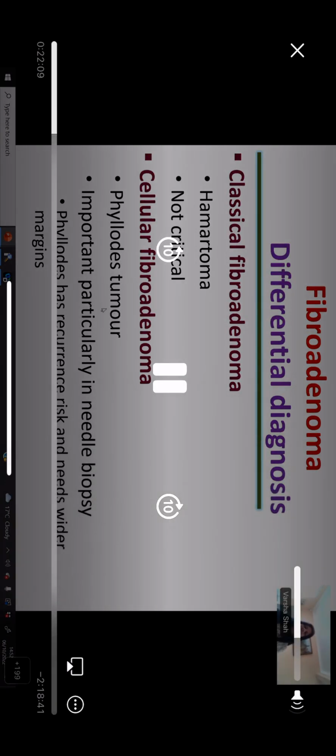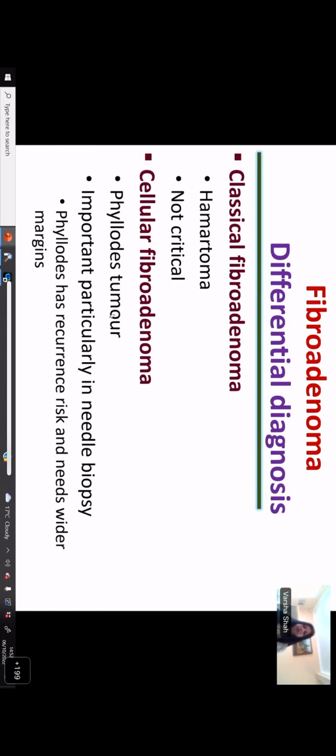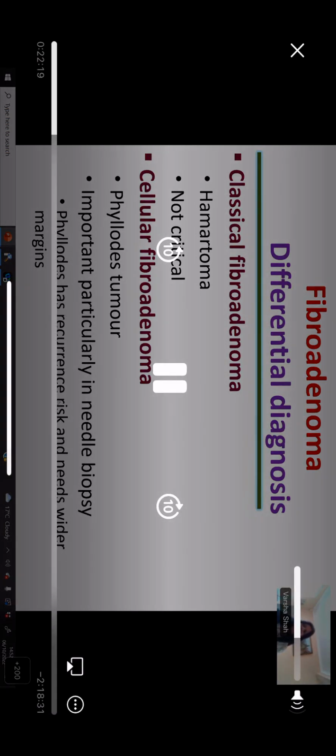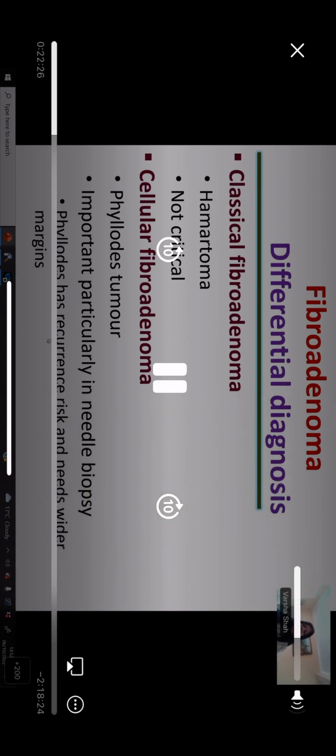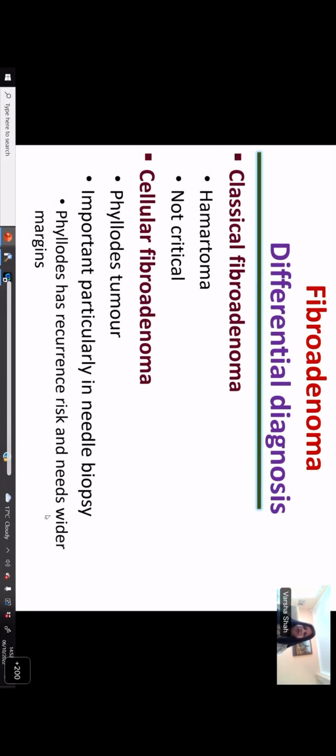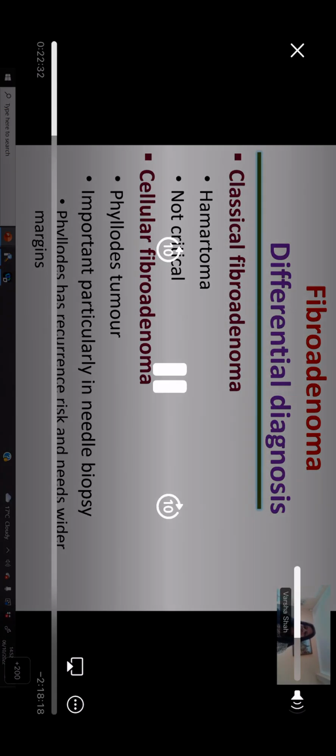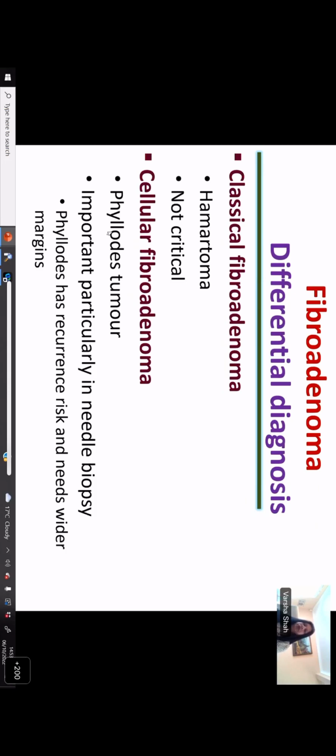Cellular fibroadenoma, your differential diagnosis is going to be phyllodes tumor at the benign end of the spectrum. So it is the benign phyllodes tumor. And here it is important to differentiate the two, because benign phyllodes tumor needs to be completely excised if you have diagnosed it on needle biopsy, because it has a risk of local recurrence. It needs wider margin, but not really very wide margin. Even a little bit of adjacent breast tissue should be enough. So that's why you need to differentiate cellular fibroadenoma and phyllodes tumor.